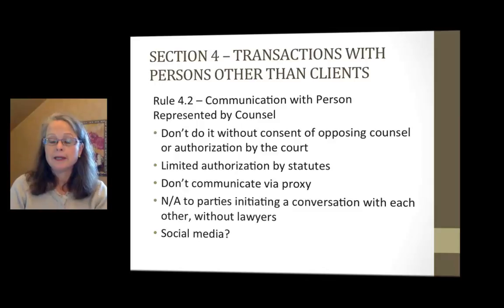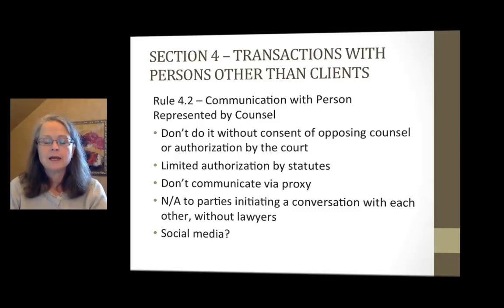And what about social media? Well, a 2013 ethics opinion concluded that lawyers may, yes, access publicly available information on social media. They said this is not like a communication. It is more like reading a magazine article or a book authored by your adversary.